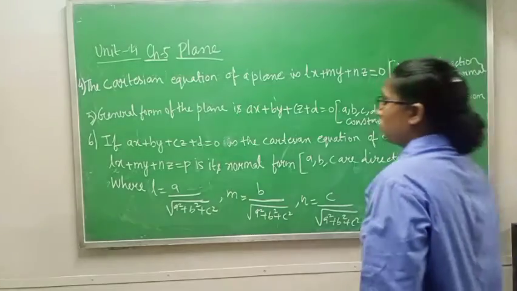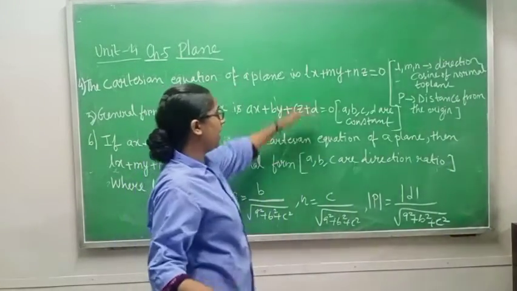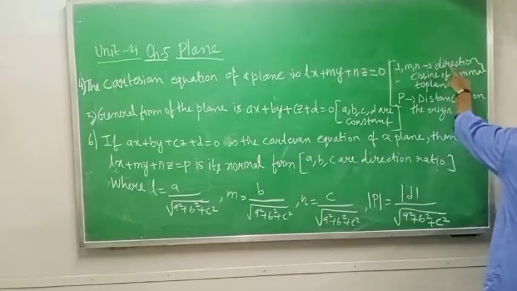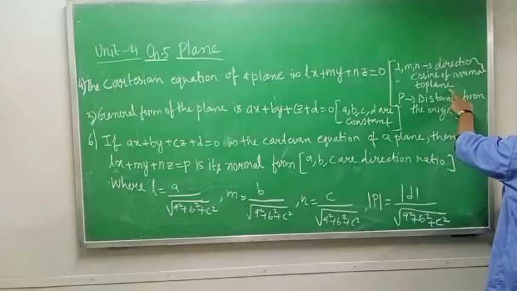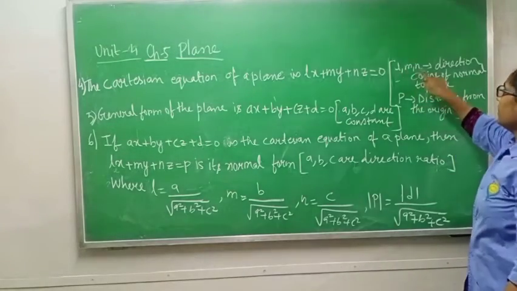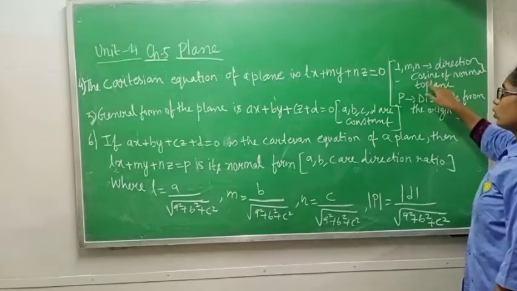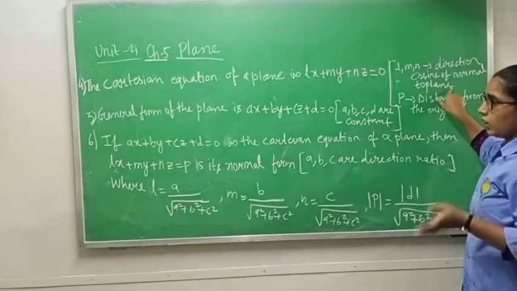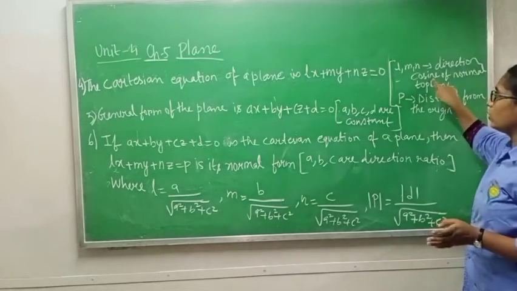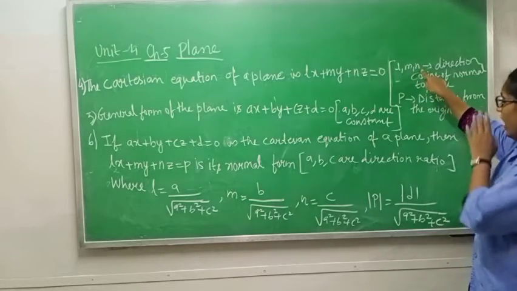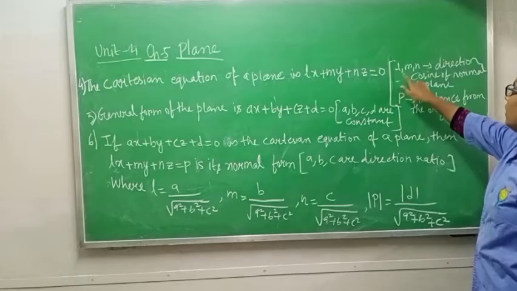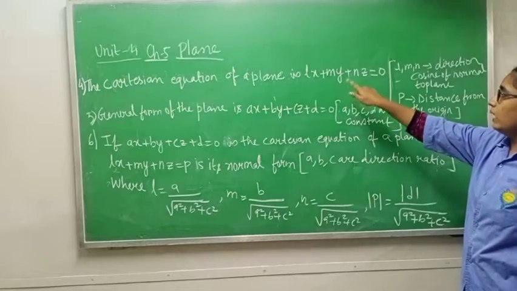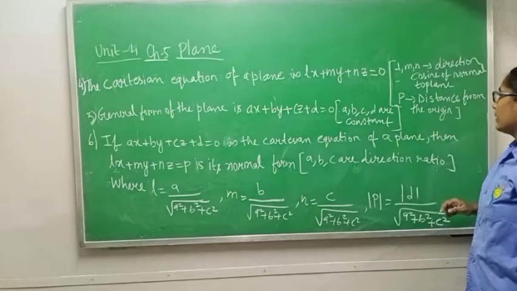Now class 12, see point 4. The Cartesian equation of a plane is lx + my + nz = p, where l, m, n are the direction cosines of the normal to the plane. If they ask to find the Cartesian equation and the direction cosines are given directly, meaning the l, m, n values are given to you, then you can use this formula lx + my + nz. Just put the l value, m value and n value, and you will get your equation.